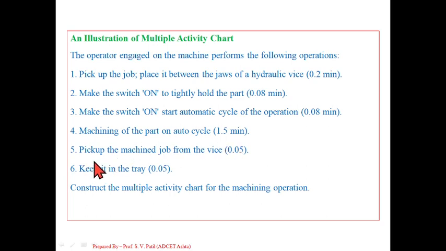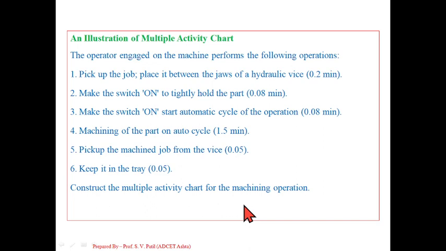Fifth activity, pick up the machined job from the vise, 0.05 minute. Sixth activity, keep it in the tray, 0.05 minute. For these 6 activities, construct the multiple activity chart for the machining operation. So here they are given 6 different activities that the operator is supposed to perform on the machine, and it is asked to prepare the multiple activity chart.